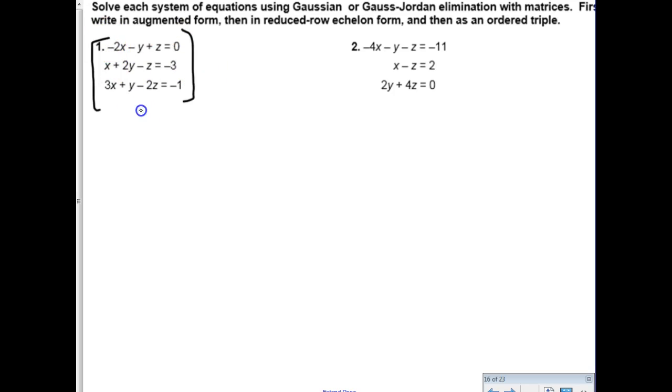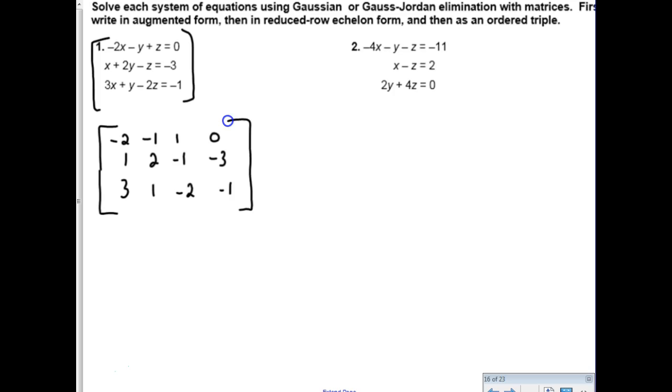Now on your test, I'm going to ask you, how are you entering this in your calculator? So you're going to write your augmented matrix with just the coefficients. Make sure you're staying in order, x, y, z, solution. So your augmented matrix would be -2, -1, 1, 0. 1, 2, -1, -3. And then 3, 1, -2, -1.